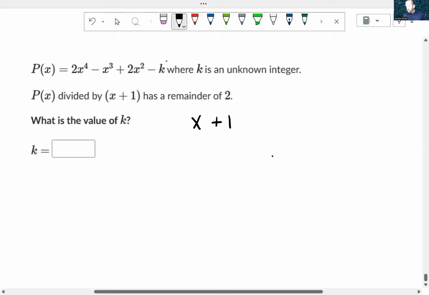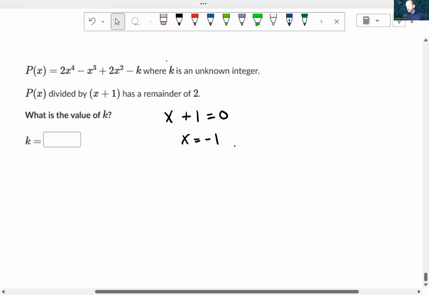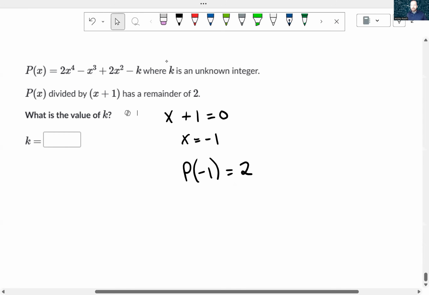So x plus 1 equals 0, x equals -1. That tells us that p of -1 is equal to 2. So when we plug in this value for x and we get a number, that number is our remainder. And that's what the remainder theorem tells us. So we can use this quantity to find what k is. So now we can plug in -1 for x on all of these. And when we plug in -1 for x, we set all of this equal to 2, which is our given remainder.